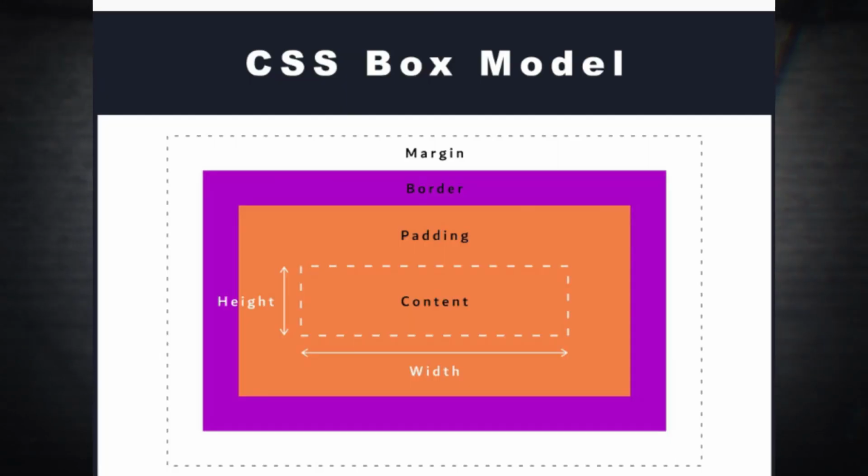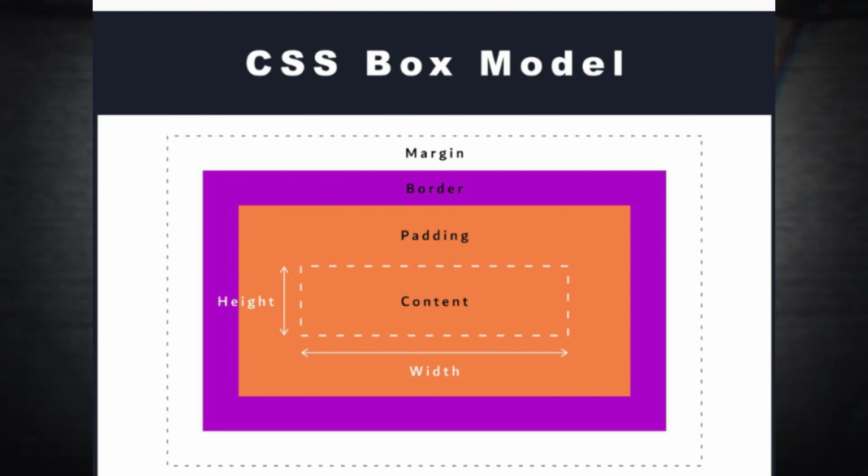Some key components of the CSS box model are the content area, the padding area, the border area, and the margin area. What is the content area? The content area is the central part of the CSS box model containing the main content.